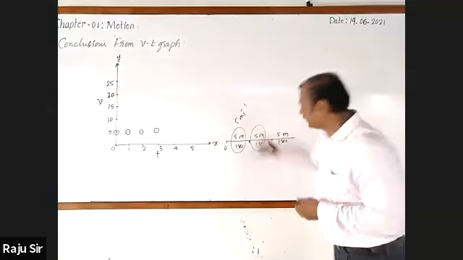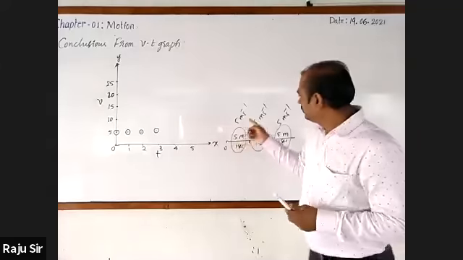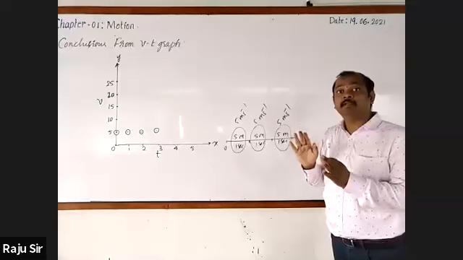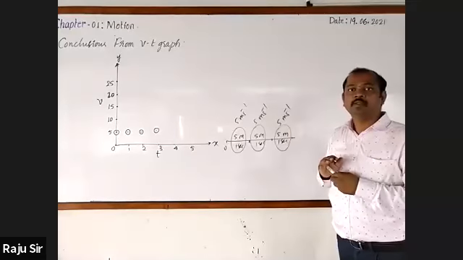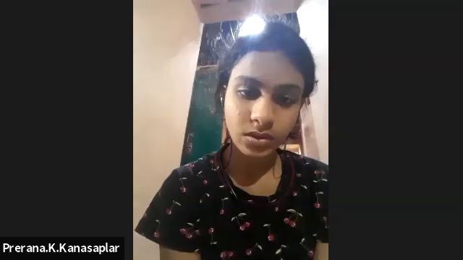Could you tell what is my speed in the first second? 5 meters per second. In the next second, 5 meters per second. In the third second, 5 meters per second. See here, when you observe my speed, in every second, I've been maintaining 5 meters per second only. Now, do you say that my speed is changing? No, sir. I'm moving with constant speed. It's not changing.